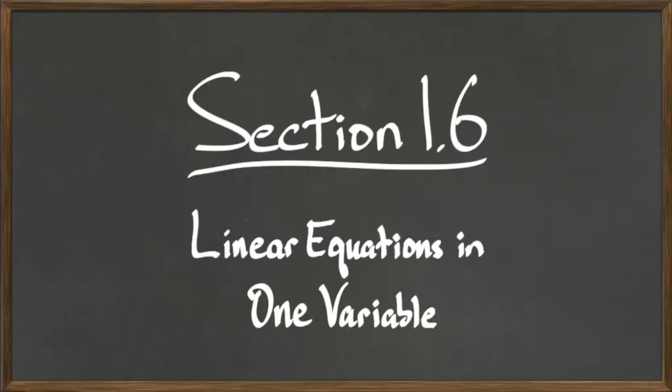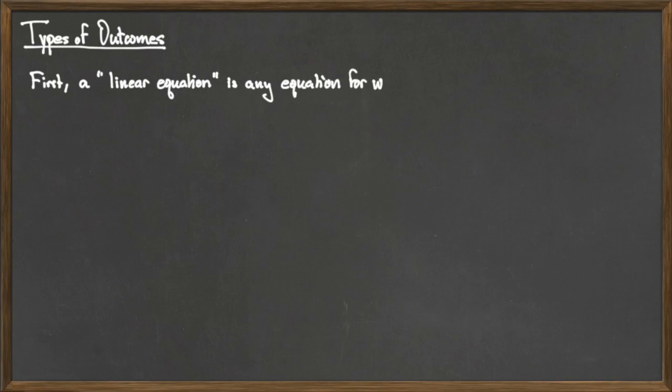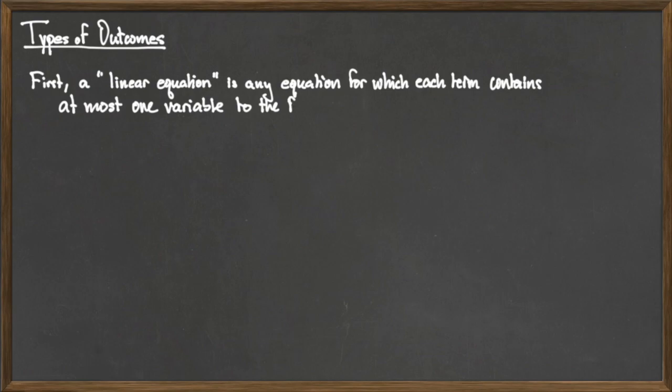Hey everyone, in this section we're going to talk about linear equations in one variable. We'll start out by getting a feel for what kind of equations we're actually working with and the kind of outcomes we can expect. We describe an equation as linear if the variable that we are solving for has at most a power of 1. Usually for us that's going to be the variable x, but it also could be others.